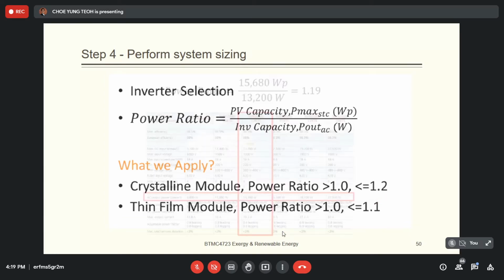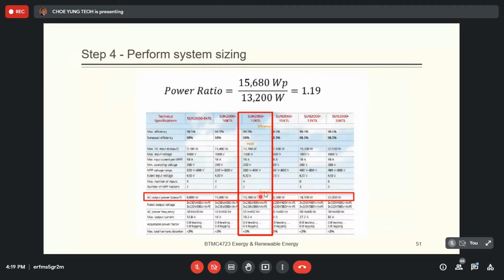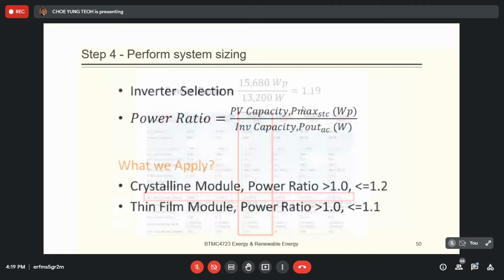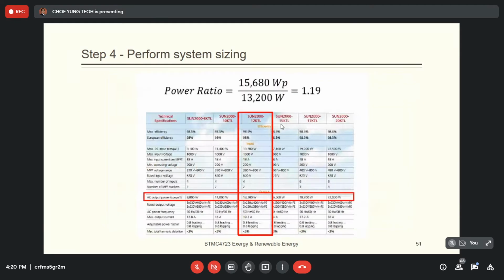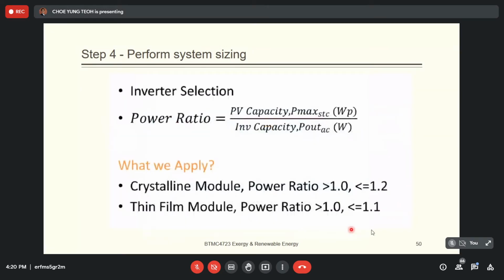So after I check the power ratio, I pick this inverter. I check the power ratio is below 1.2, then fine, I can use this inverter. So just to repeat again: based on the PV array capacity, I estimate the inverter output. Then based on the inverter output, I select the suitable inverter. After I select, I check the power ratio. If the power ratio falls within the acceptable range, then you can proceed.